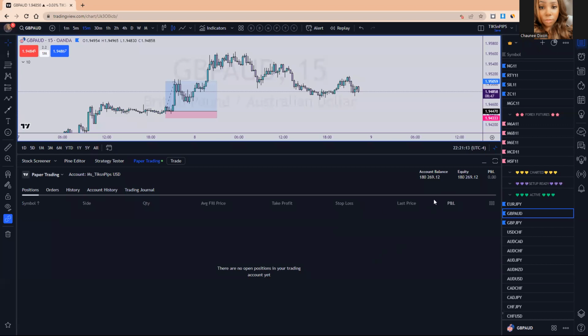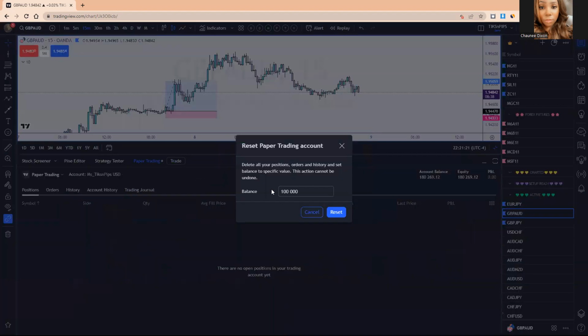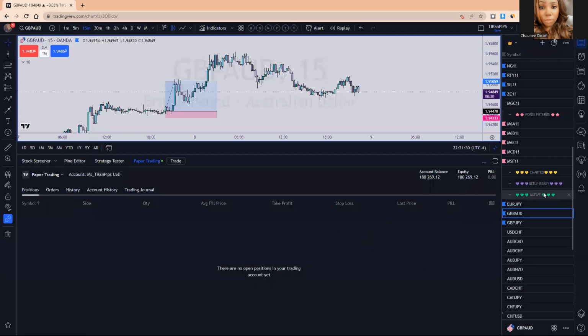Connect it, and it's going to give you a balance. I think you can reset it right here. If you click on paper trading, reset paper trading account, then you can set it to any value. If you want to try a prop firm size, you can do 25K or 10,000, and it'll change to that account balance.